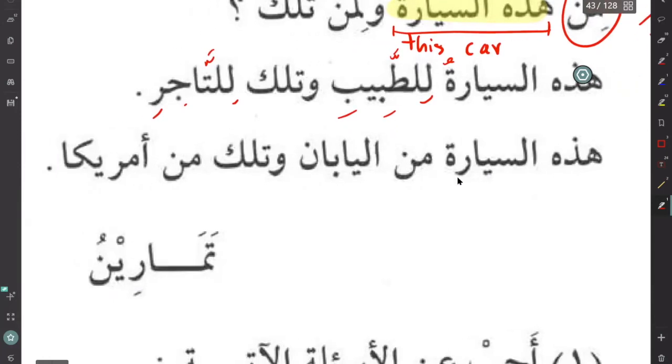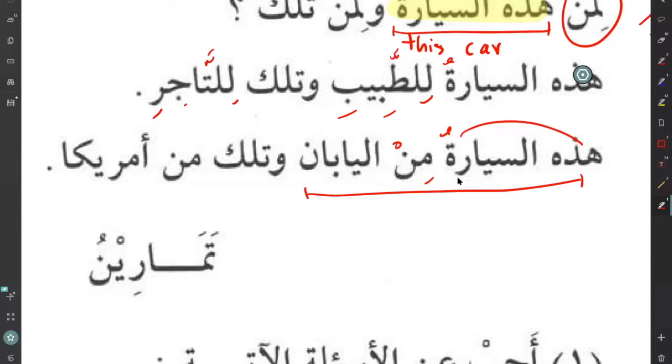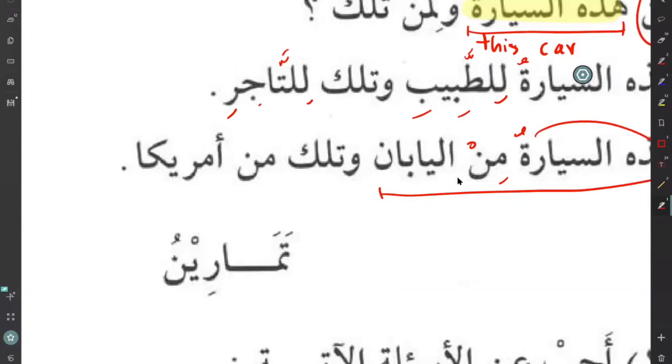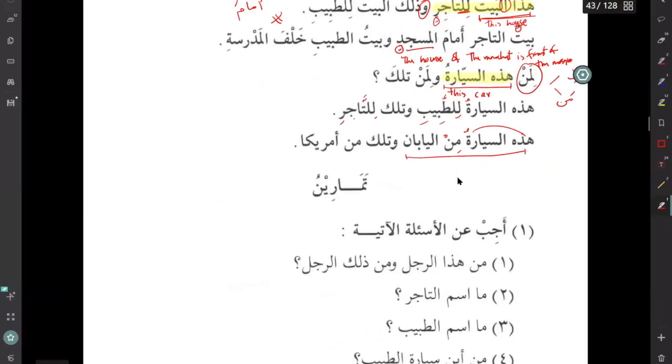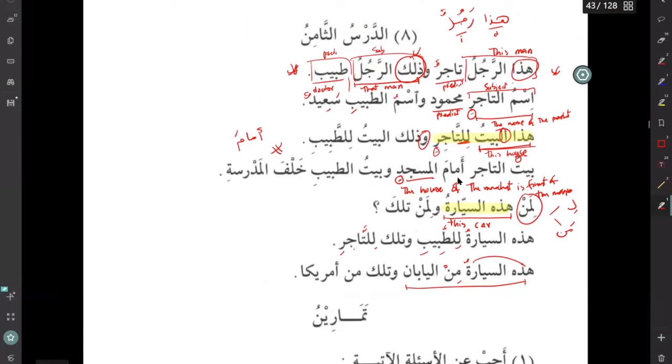Next one is هذه السيارة من اليابان. What does that mean? This car, هذه السيارة. It's not man, it would be min. From al-Yaban, remember, Japan. So this car is from Japan, وَتِلْكَ مِنْ أَمْرِيكَ. And that one is from, you don't have to say one, you can say that is from America. Now, excellent. So it looks like you guys are getting it. Ahsantum. Well done. See, that's it. In terms of text, that's all the text is.